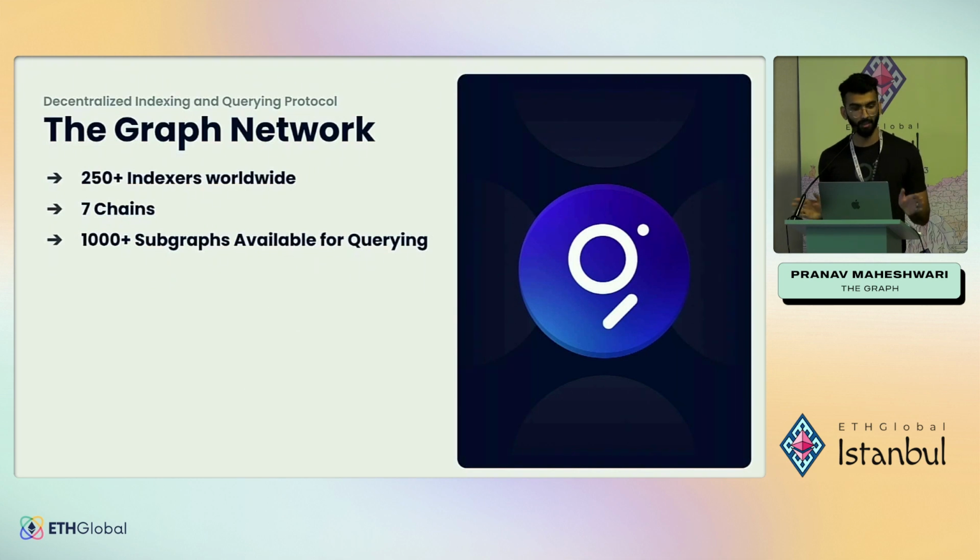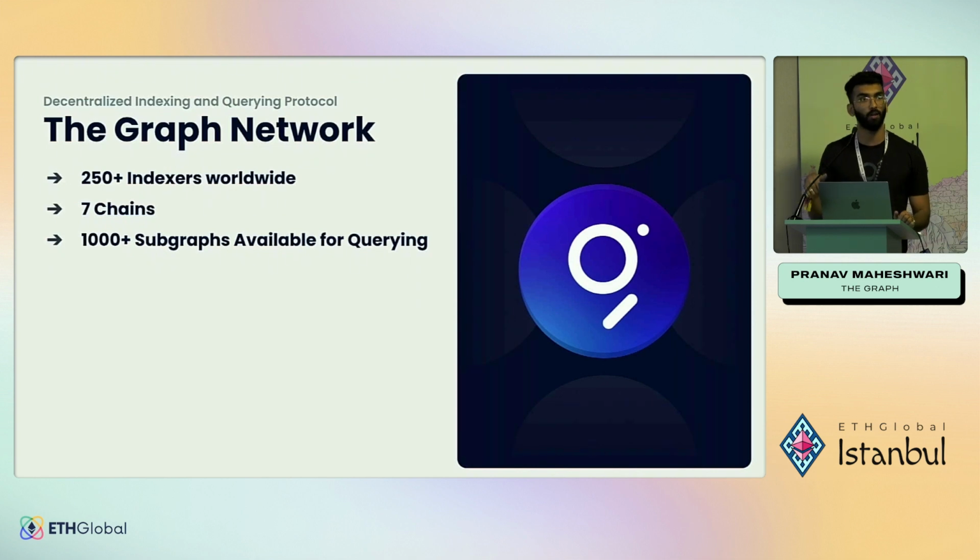All right. What is The Graph Network? Initially in 2019, we launched the hosted service, which is a centralized SaaS service in which you used to connect to GitHub and get your subgraphs deployed. But eventually in 2021, we launched the decentralized Graph Network, which has 250 plus indexers, 7 plus chains, and thousands of subgraphs to give you decentralized querying.